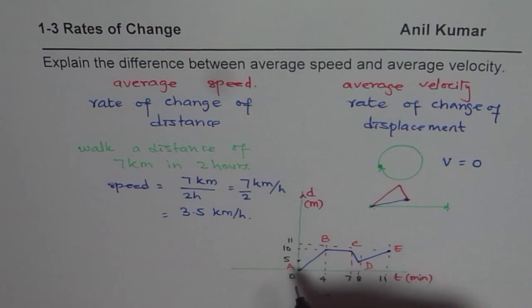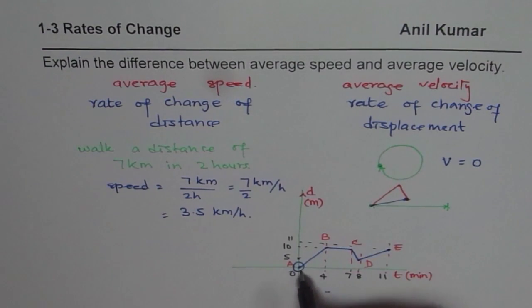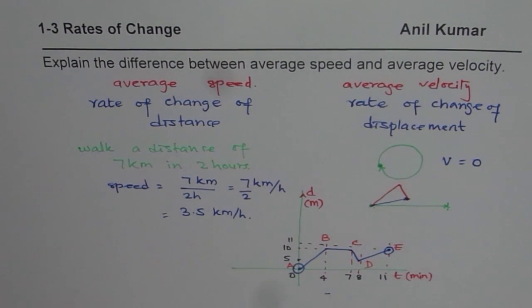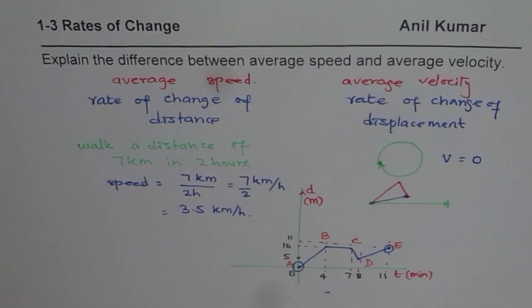And overall, you can also find the overall average velocity and average speed, and you'll find that they are fairly different. The reason is their definition. Remember that average speed is rate of change of distance, and average velocity is rate of change of displacement. I hope that helps to answer most of the questions in this chapter. Thank you and all the best.